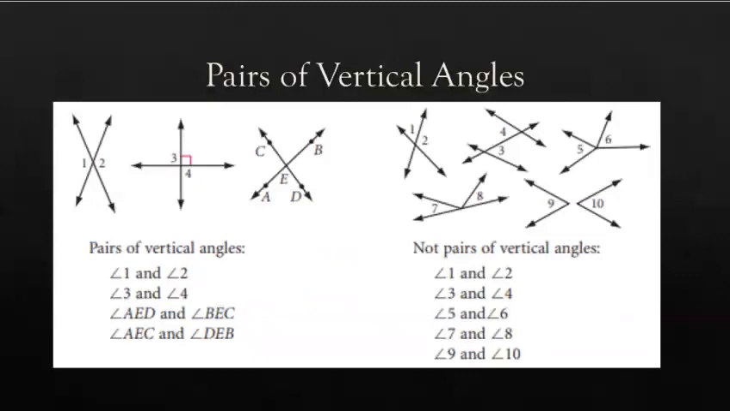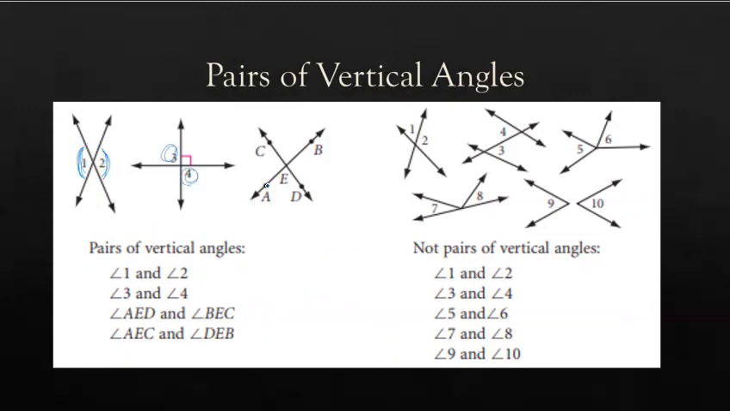What about pairs of vertical angles? This is maybe one you haven't heard before, so let's take a good look. I'm just going to draw in here. So this is angle 1, and this is angle 2. What do we notice about 1 and 2 based on all of these angles between these lines? And then we have angle 3 and angle 4.